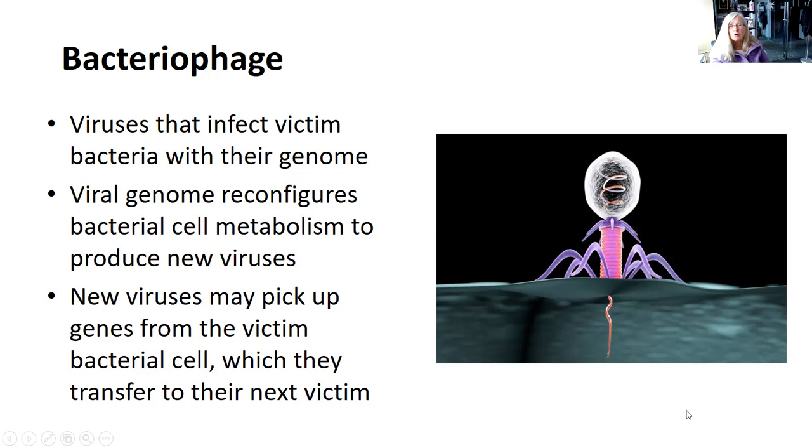So the viral genome reconfigures the metabolism of the bacterial cell to produce new viruses. It reprograms the host cell to be a little virus factory. So how this results in gene transfer is that during this process, the virus can pick up genes from the bacterial cell that it previously infected and bring them into the cell that it infects the next time through.